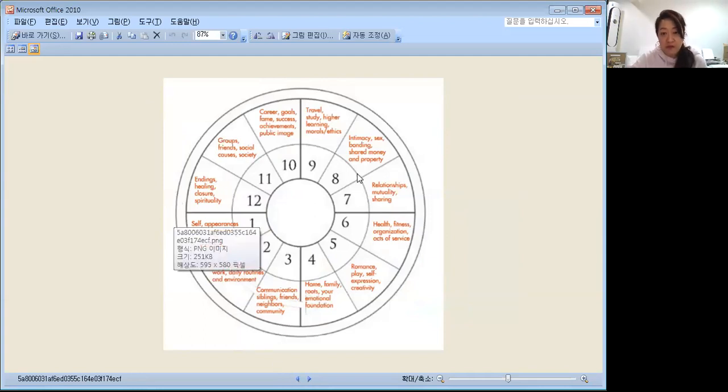So this is basically everything that I've covered. It's got all of the things that you want to remember. So this is again a nice little cheat sheet for you to remember what the houses represent.